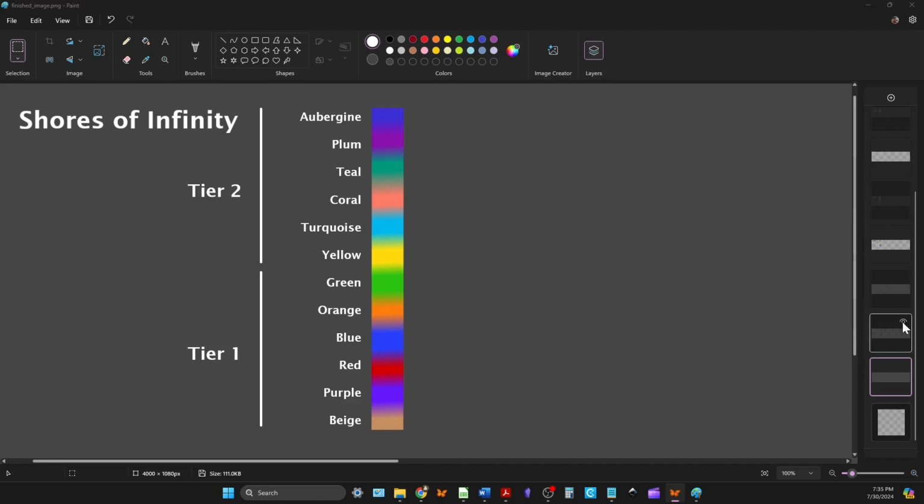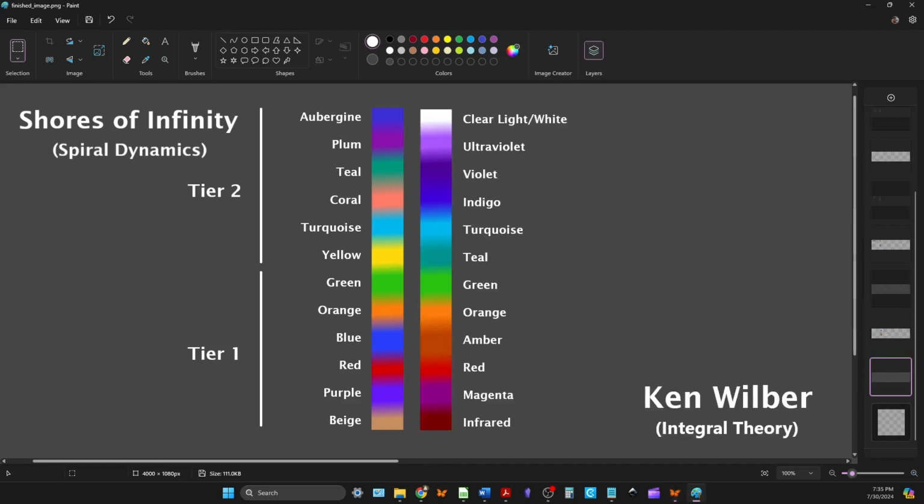And then here are Ken Wilber's integral theory stage names, which he based on spiral dynamics. He changed the colors to a rainbow spectrum. He did this because he wanted to represent the frequencies of energy at the different stages. So in his system, less developed stages are represented with lower frequencies of light like red and orange, and more developed stages are represented with higher frequencies of light like green, turquoise, indigo, and violet.